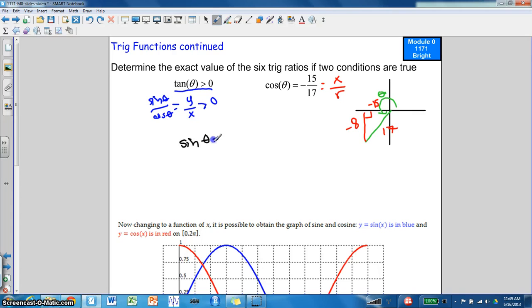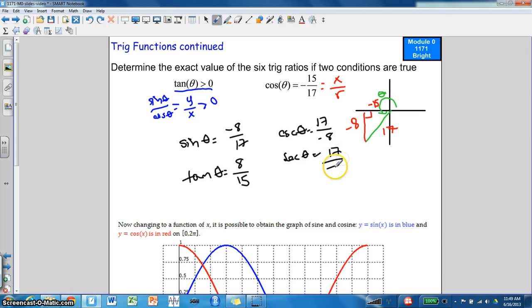Sine of theta, if this is my angle here, sine is going to be the opposite side over the hypotenuse, so that's negative 8 over 17. Cosine we already have. Tangent is going to be opposite over adjacent, so 8 over 15. Cosecant is going to be the reciprocal of sine, so that's 17 over minus 8. Secant is the reciprocal of cosine, so that's 17 over minus 15. Cotangent is equal to 15 over 8, the reciprocal of tangent. Okay.